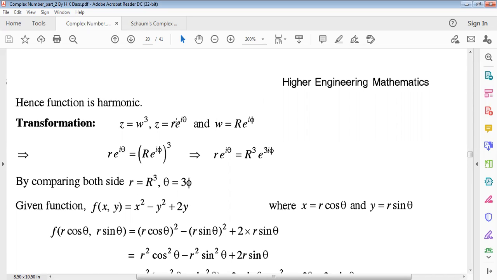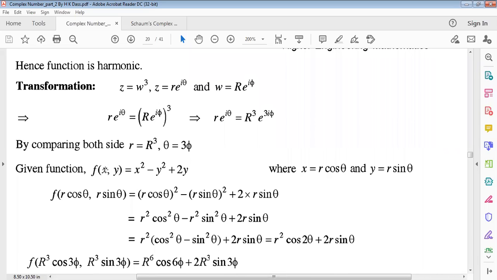If we take w, so r e to the power i theta equals (R e to the power i phi) whole cube, because w cube. So r e to the power i theta equals R cube and e to the power 3 i phi. So by comparing both sides, small r equals R cube and e to the power i theta equals e to the power thrice i phi. That means theta equals what? Thrice phi, so 3 times phi.